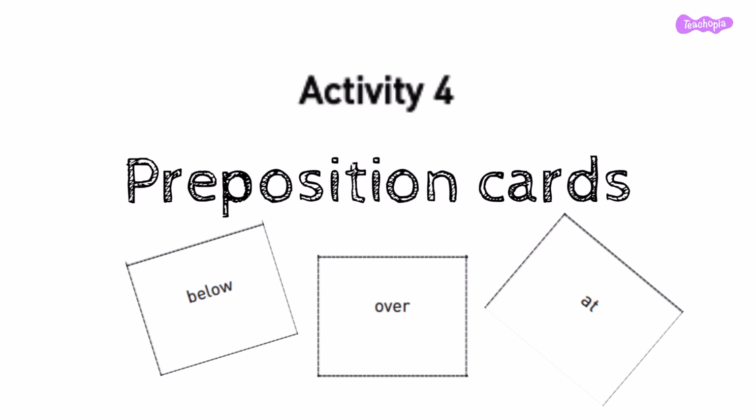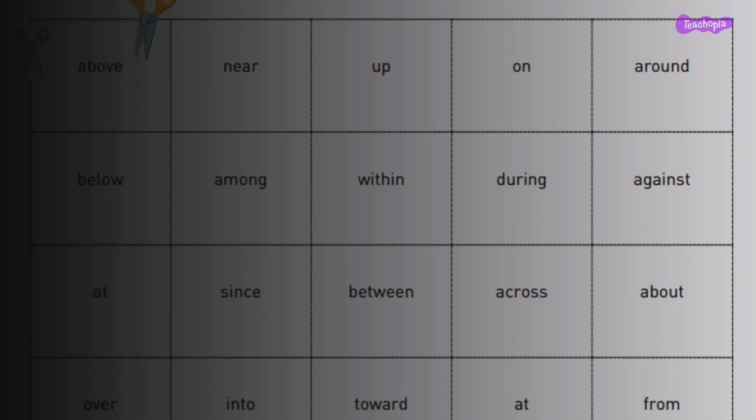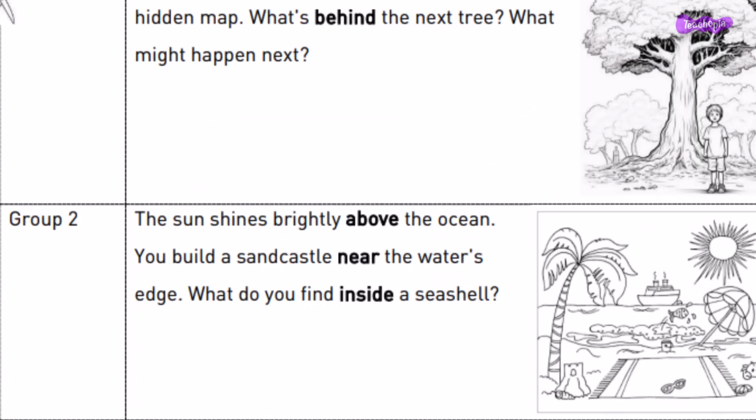Activity 4. Preposition cards. Here, we have a wide variety of prepositions that are given in boxes. Each of these boxes can be cut into cards and used as individual cards, such as this. We also have story strips. Each of the strips can be cut individually and be used just like this.